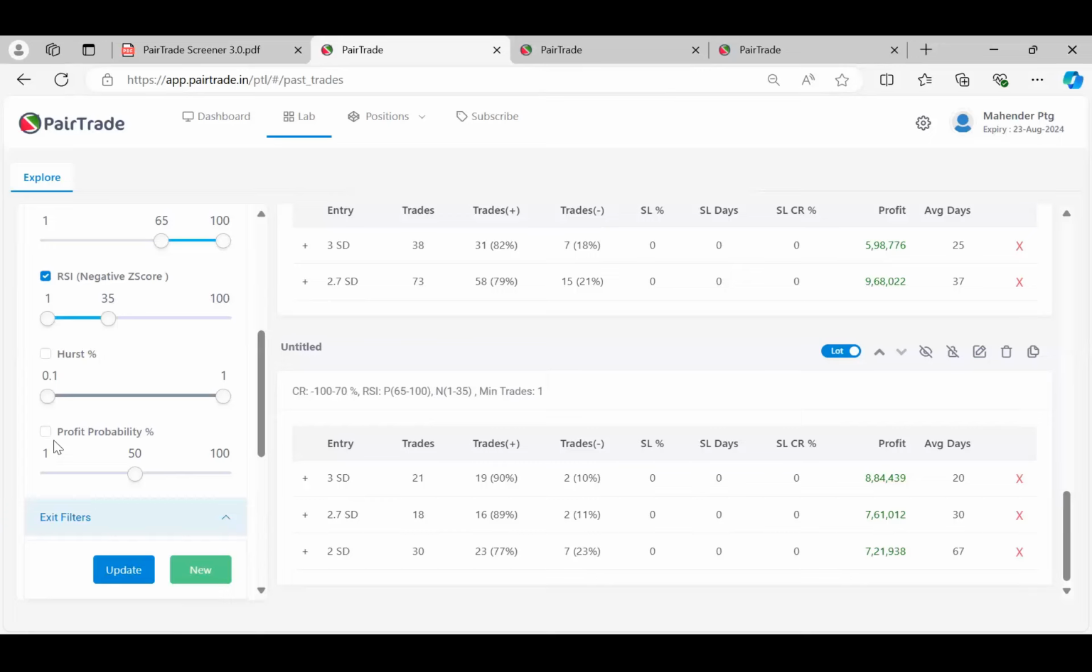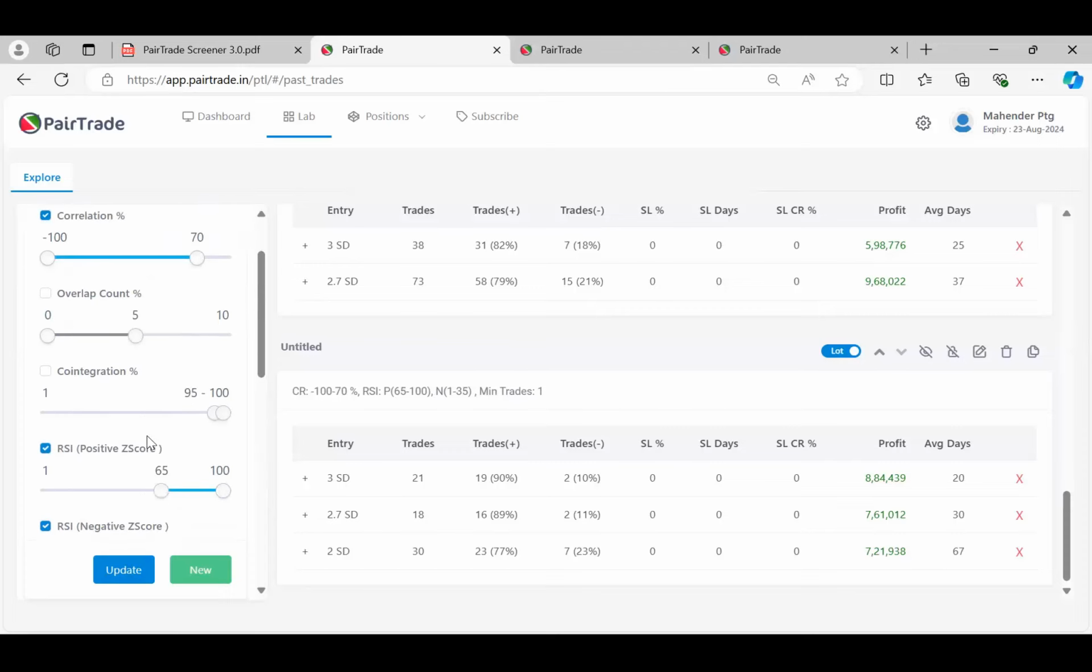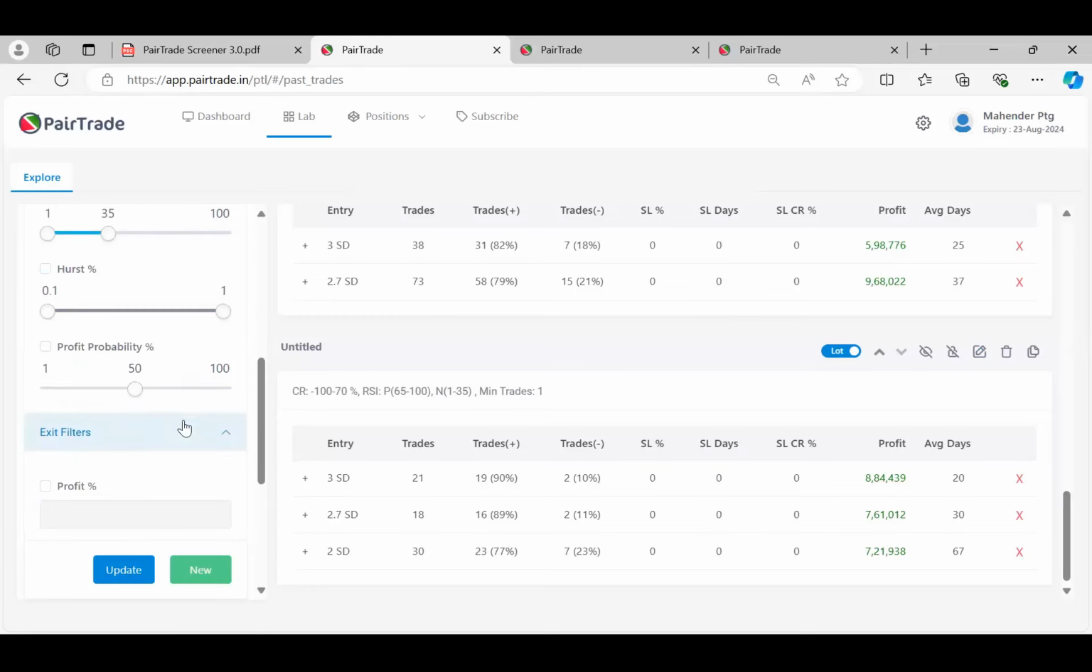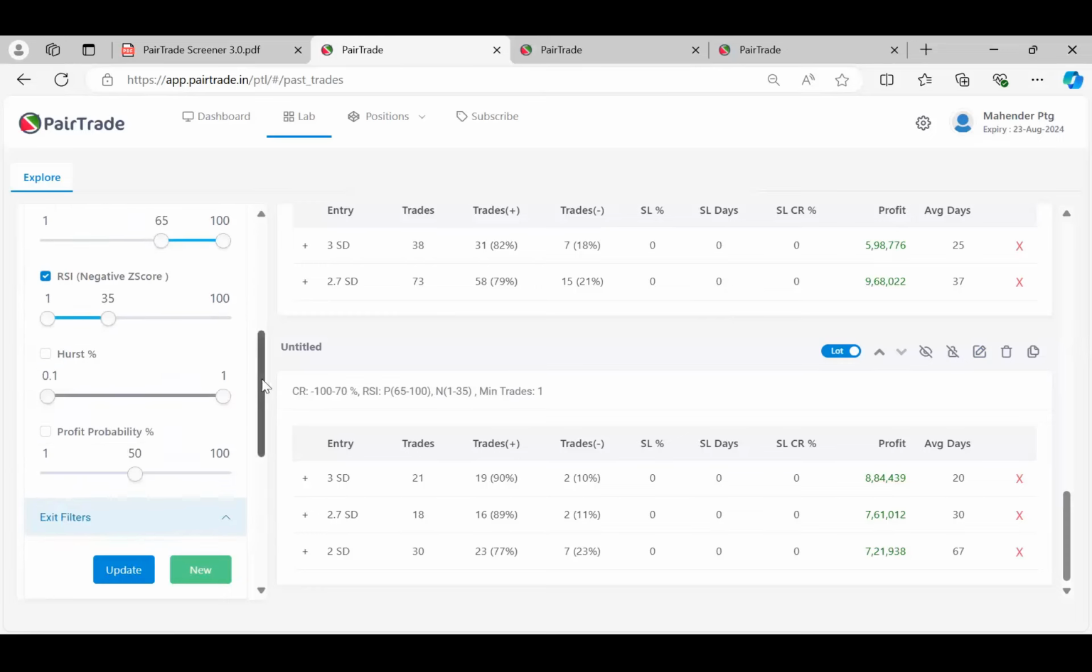Okay. So here, there is another functionality, as I told, profit probability. See, this profit probability is calculated using AI. It will consider all these values: the correlation, overlap count, cointegration, RSI, Hurst. Then there are a couple of other things also which are not displayed here, but it will take those into consideration. It will do the pattern identification and calculate, okay, historically this combination has given a return. Based on that, it will say the profit probability is so and so.